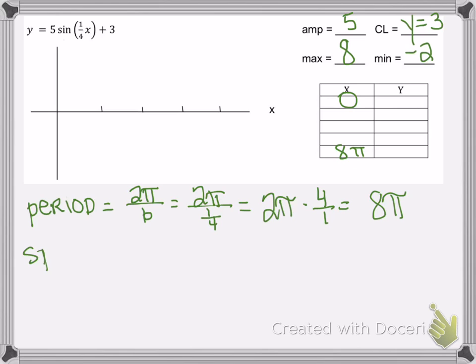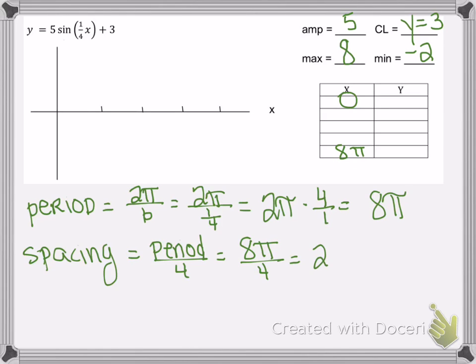So then what I can do is find the spacing between each x value, which is always your period divided by 4. So I get 8 pi over 4. So my spacing is 2 pi. So if I start at 0, from 0 to the next one has a distance of 2 pi, then another distance of 2 pi, then another distance of 2 pi. So this would be my new intervals.